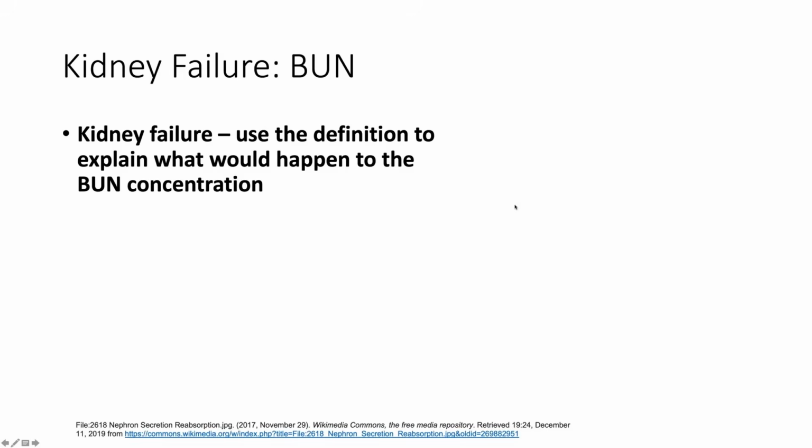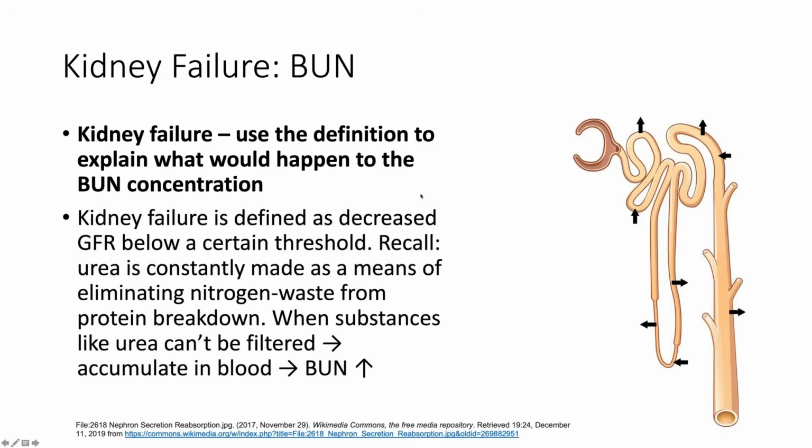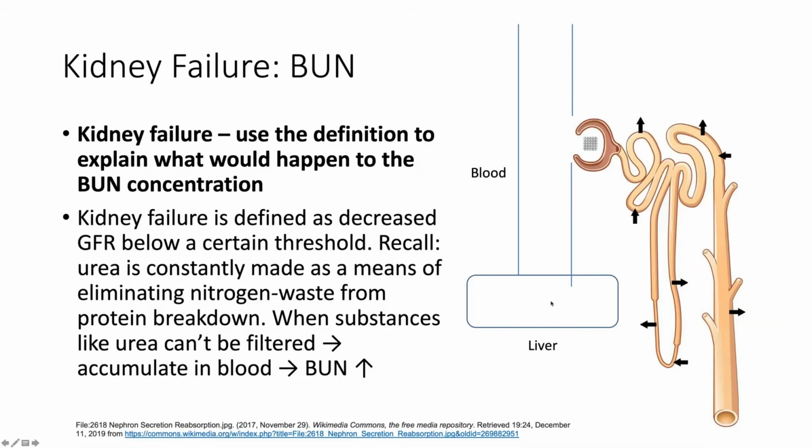Great. Let's talk about BUN. Alexa, use the definition of kidney failure to explain what would happen to the BUN concentration. BUN is blood urea nitrogen. In kidney failure, you're not able to excrete the urea, so you're going to have an increase in the nitrogen or urea content in your blood. Perfect. Exactly. Same explanation as with creatinine. This time, instead of the muscle, it's the liver. The liver turns ammonia into urea, which is why in liver failure you have high ammonia. Right?